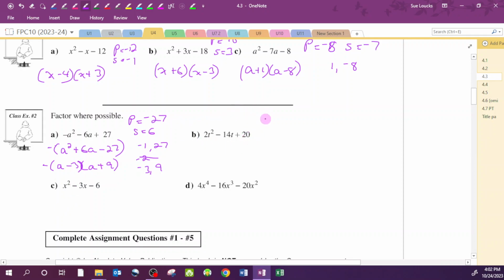Okay. This one I can take out a common factor of 2. So this equals 2 times t squared minus 7t plus 10. And then my product is going to be 10 and my sum is going to be negative 7. So that's going to be negative 2, negative 5. So this is going to be 2 times t minus 2 times t minus 5.